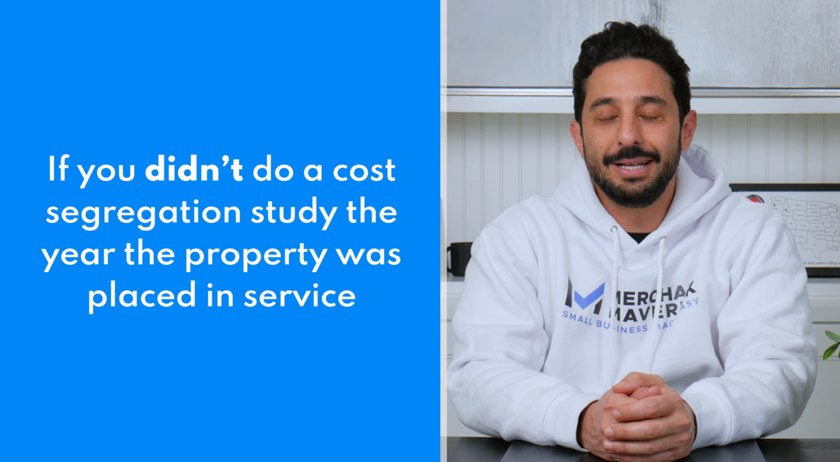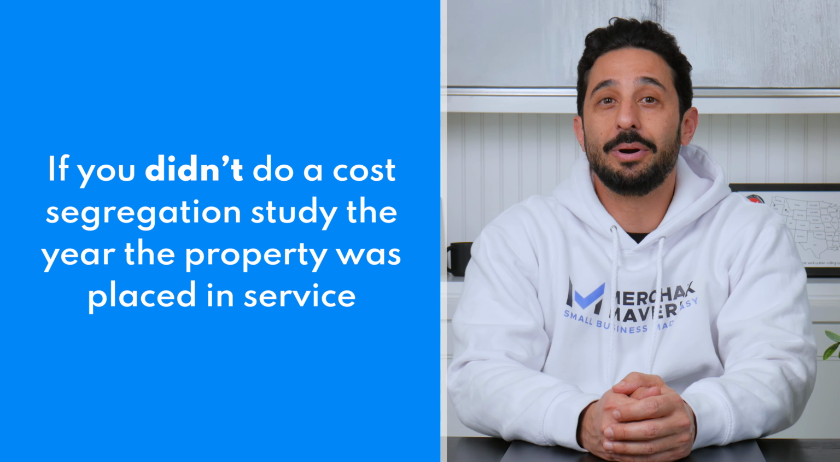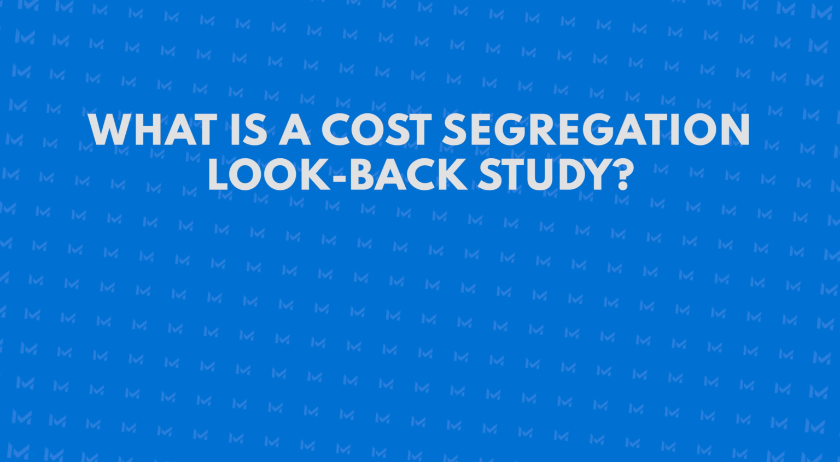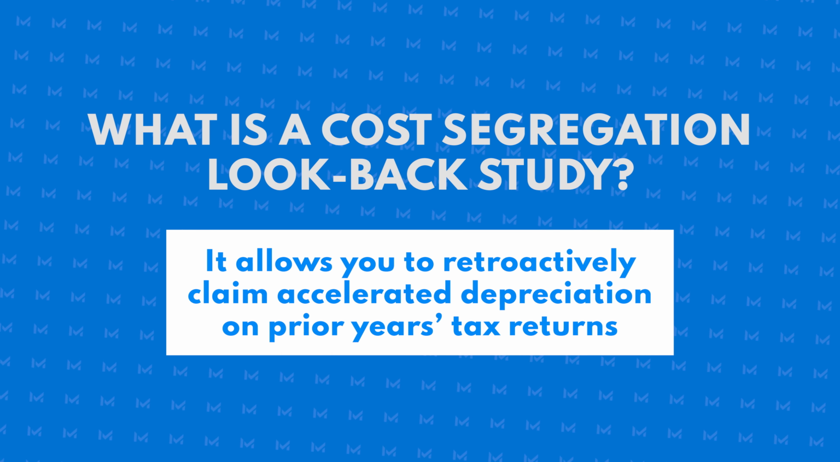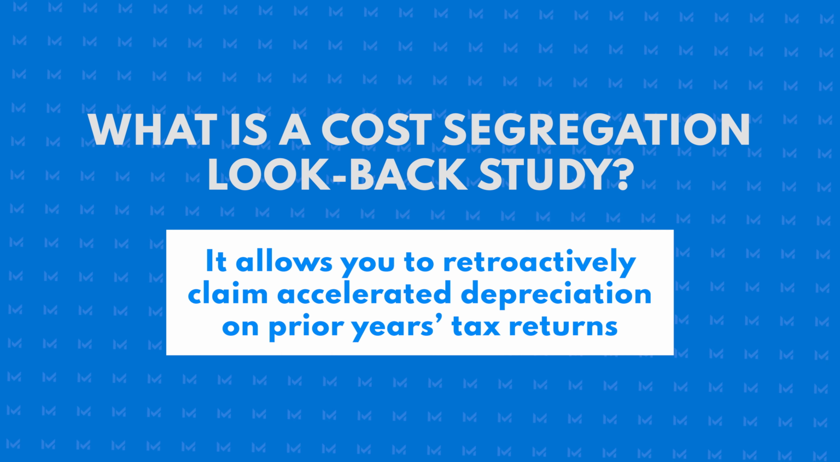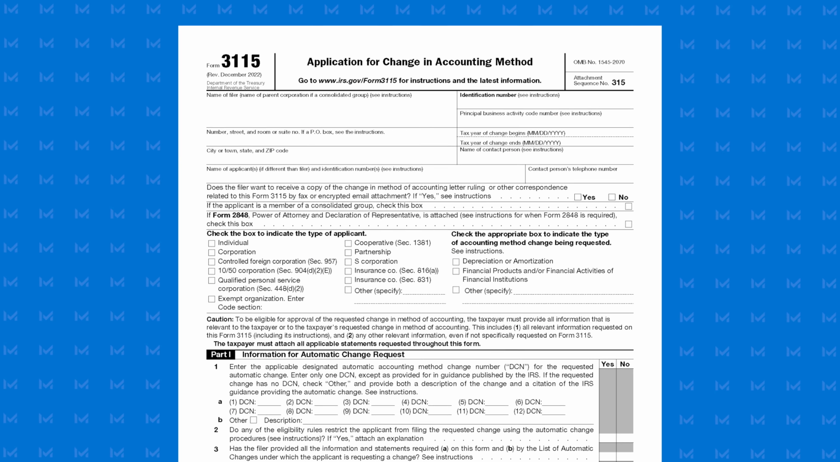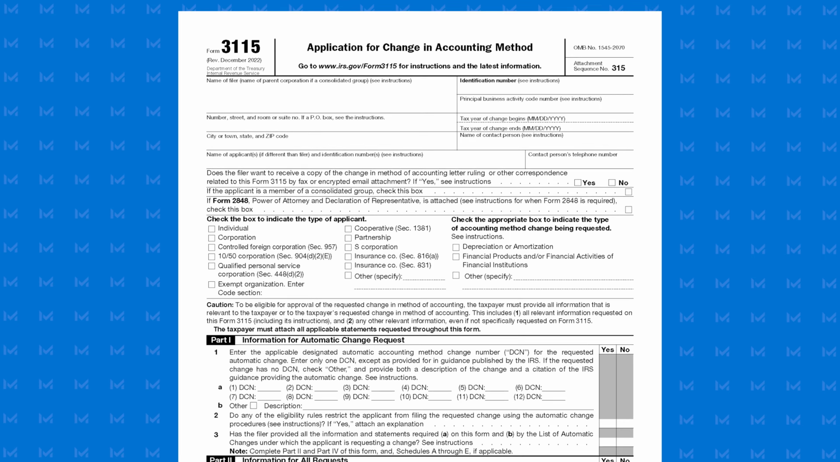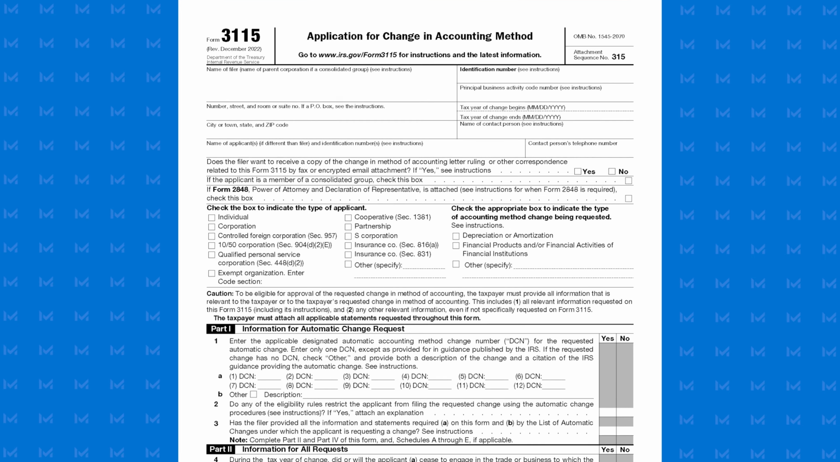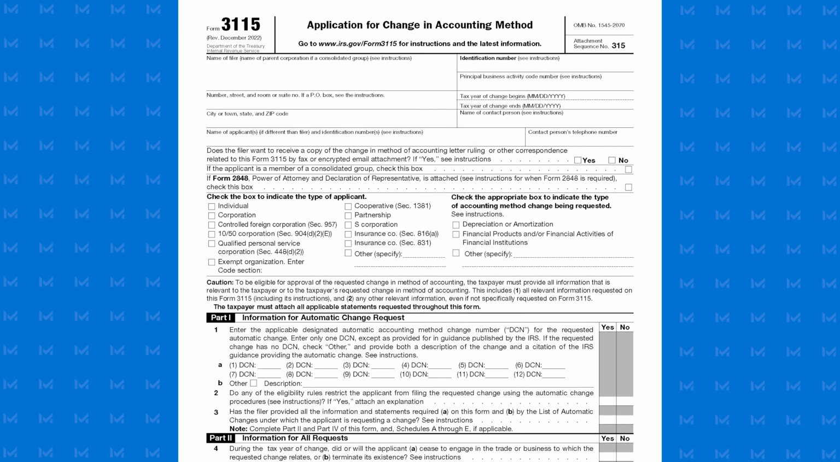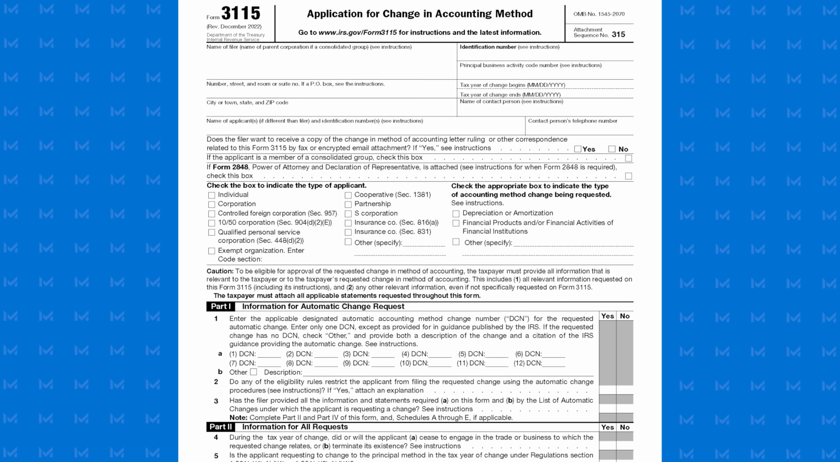If you didn't do a cost segregation study the year the property was placed in service, a cost segregation look-back study allows you to retroactively claim accelerated depreciation on your prior year's tax returns. These depreciation adjustments can be claimed by filing IRS Form 3115, application for change in accounting method, and do not require an amended tax return.